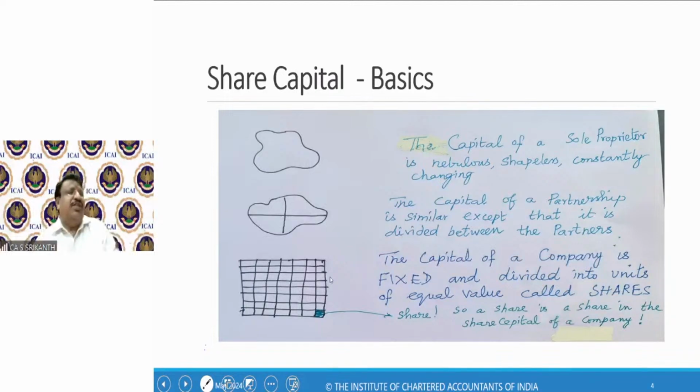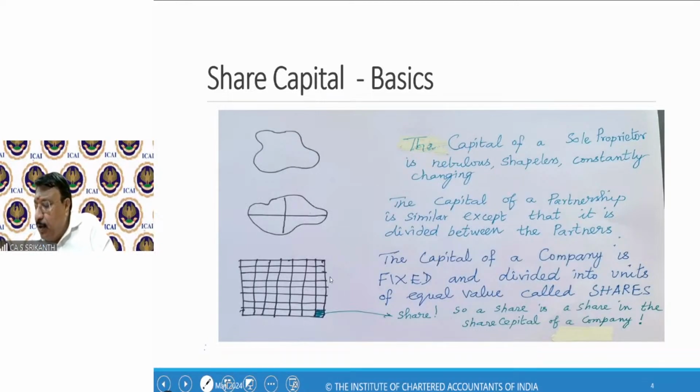Now, this cannot change. This cannot become negative. This is fixed. Very important. Why do I make this point so vehemently? Because this amount cannot be touched except in rare circumstances. Debiting share capital is a rare occurrence in the accounts of a company. Rarely will you find share capital is debited.